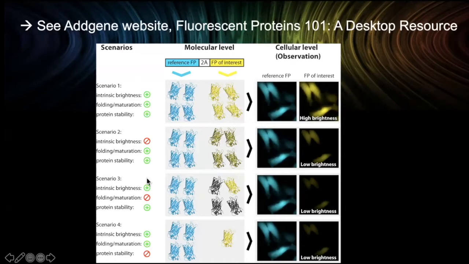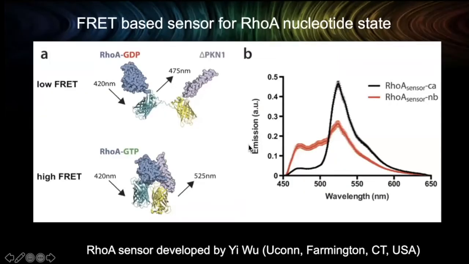So this is one figure from my colleague Joachim Goedhart, also explaining this difference between intrinsic brightness and maturation or protein stability. For instance, if you have a low maturation but a very high intrinsic brightness, as you can see, then you will end up with dim cells anyway. Or if your protein is not stable, it's just degraded quickly, you also end up with dim cells, even if you have a high intrinsic brightness. So that's why I think intrinsic brightness is overrated in the literature. It is important because it will set the stage for the maximal brightness that you could expect. Okay, if time allows, I would like to go on a bit with FRET sensing.